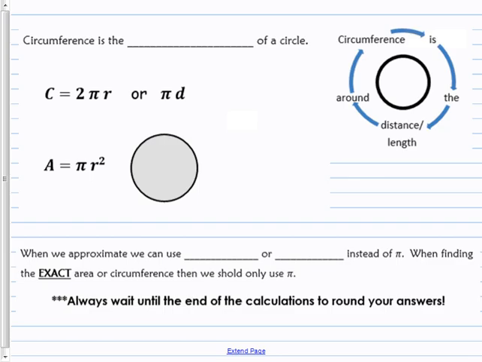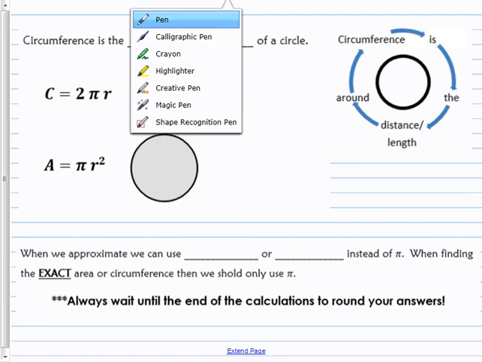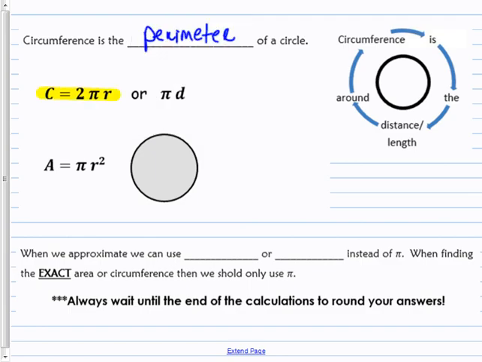So first of all, as a review, the circumference is another word for the perimeter, but only when dealing with circles. Circumference is the perimeter of a circle. So it's the distance around the outside, or the length around the outside. The formula for circumference is 2 pi r, also known as pi d, because 2 times r is equal to the diameter, okay? So if I take the radius and I double it, I have the diameter, okay?